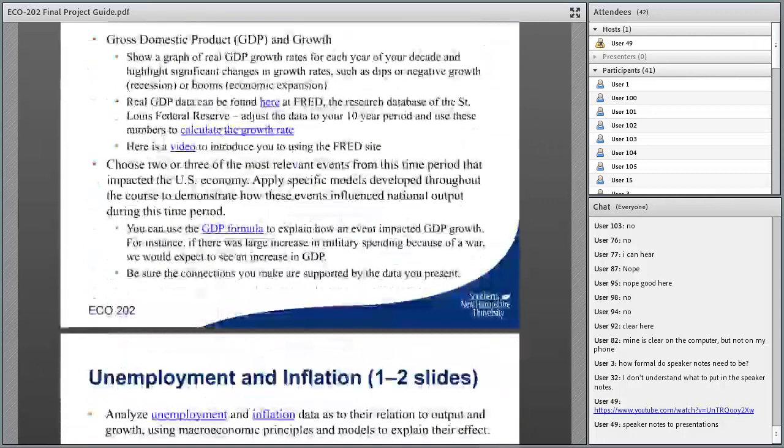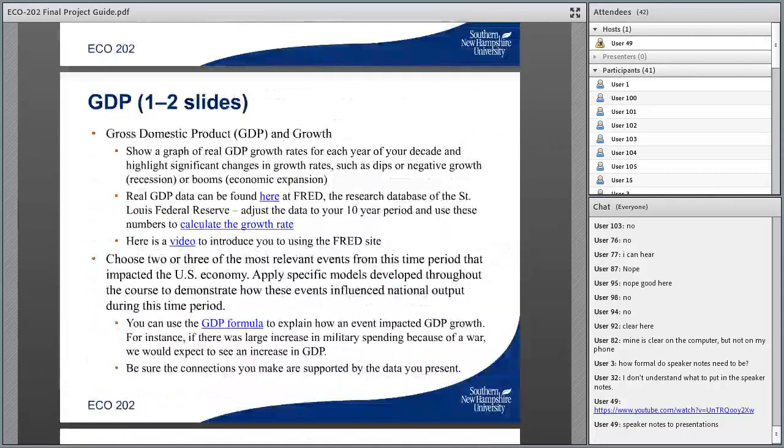Just provide a few highlights for your decade and then move on to what the most important part of the milestone is, which is for milestone 1, you will be researching some macroeconomic factors. So you will be researching the GDP, the gross domestic product, and growth. You'll be researching unemployment, inflation, and interest rates.